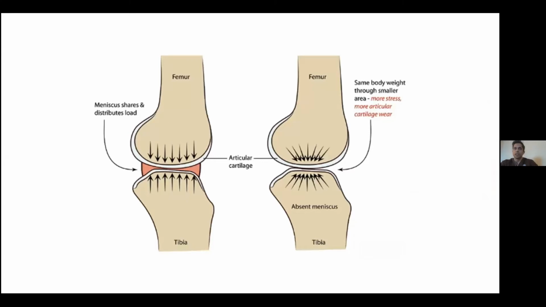This is an illustration. You can see on your left, with loading, the meniscus shares and distributes the load. But if you don't have a meniscus, the surface area is reduced and all the force is concentrated on one point on the cartilage between the femur and the tibia.